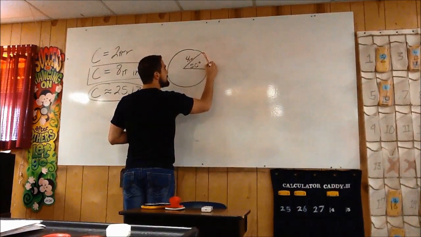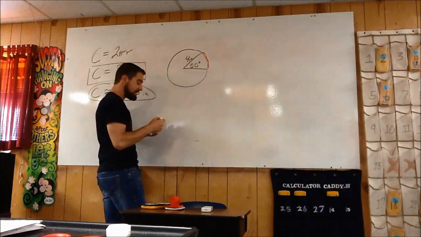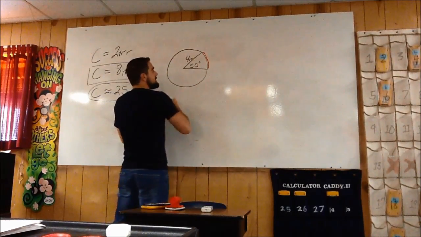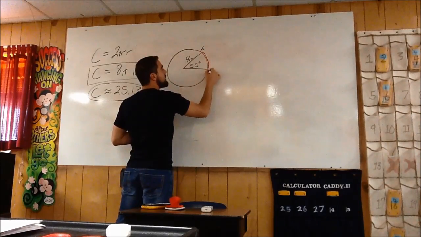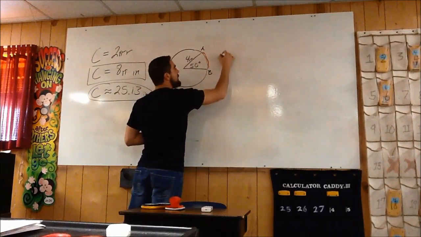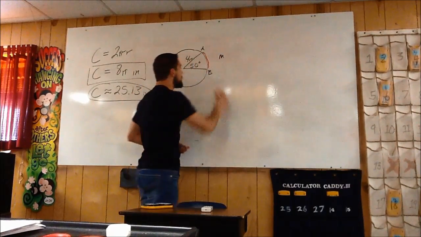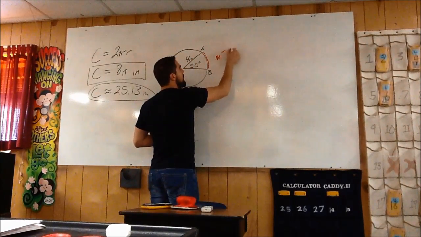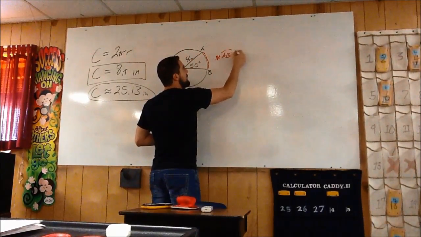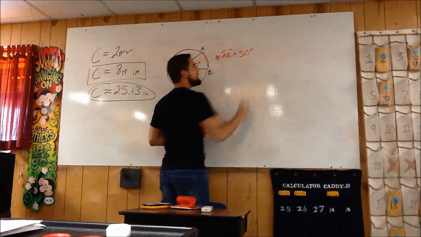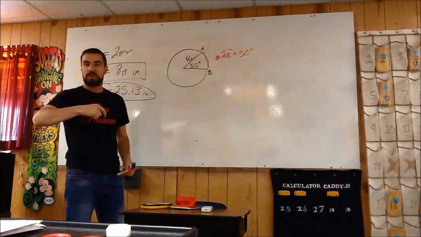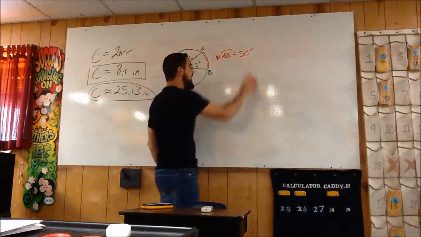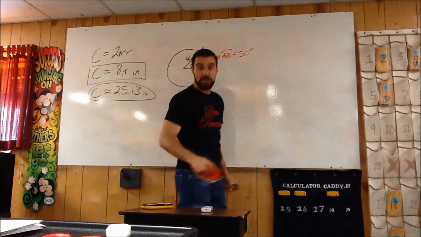So what is the measure of this minor arc? I'm just going to add some endpoints, be generic about it, and say AB. So what is, I'm going to put it in red ink, the measure of minor arc AB? 50 degrees, because we know that the relationship between the central angle and the intercepted arc, they have the same measure.